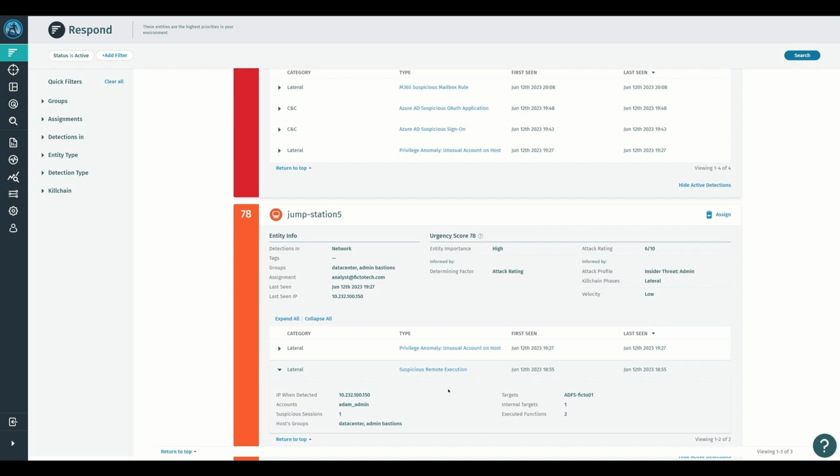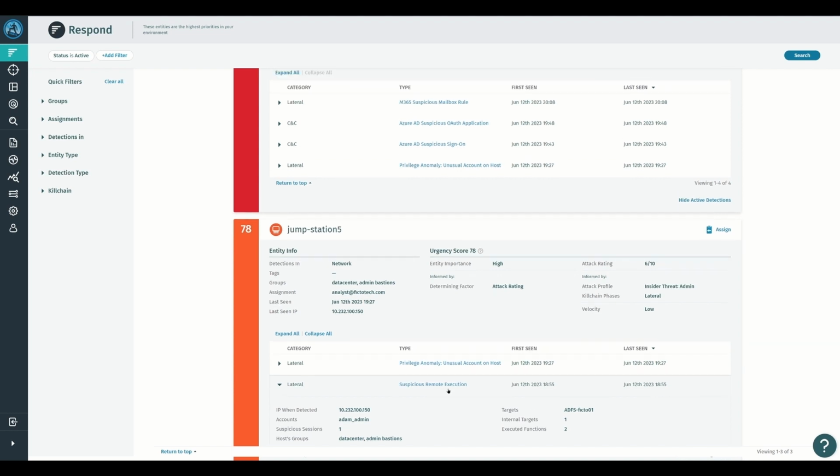Jump Station 5 had an EDR. The EDR didn't detect this. And the reason is because it's living off the land. There is no malware. And from the perspective of just that endpoint, this looks like normal administrative activity. But Vectra has a much broader perspective on all of the relationships and how admin activity happens across the entire environment. And we were able to determine that this was malicious, where an EDR could not. And so that's how we flagged it.